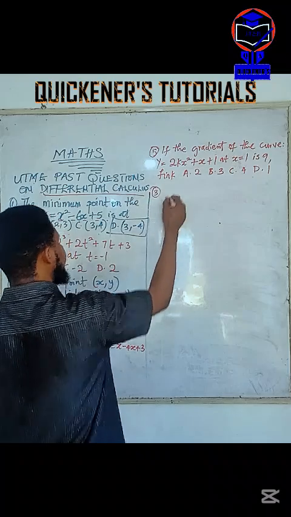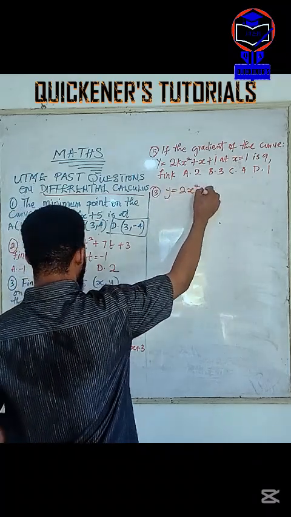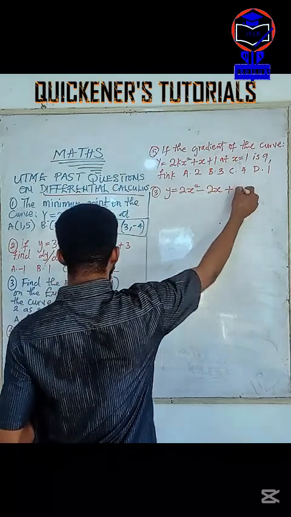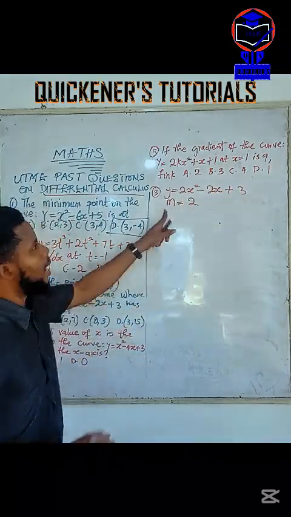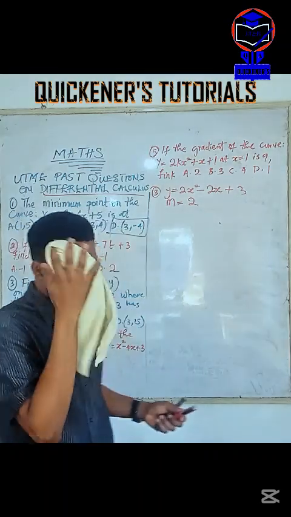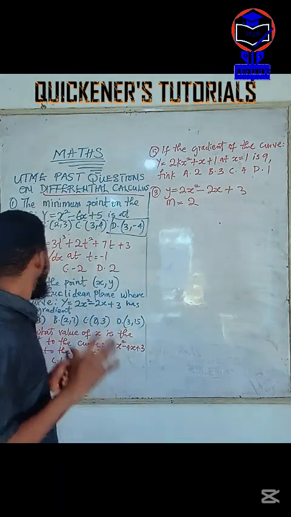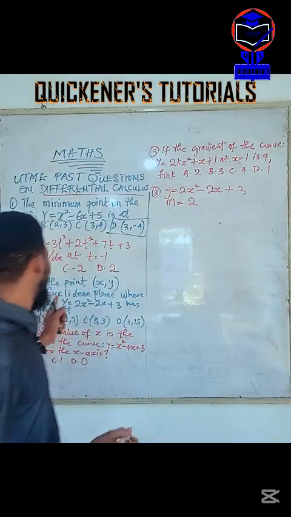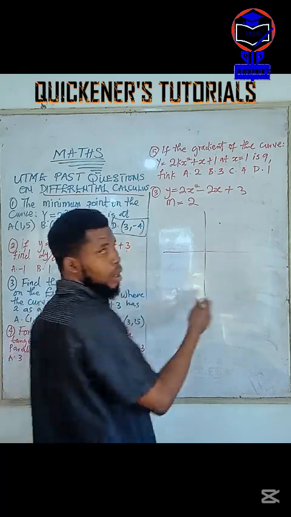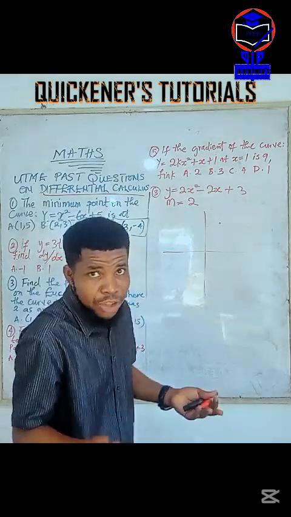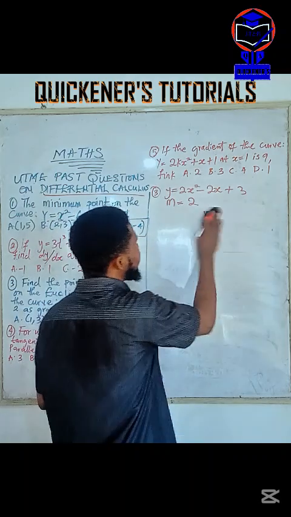This is number 3. So we have y equal to 2x squared minus 2x plus 3. So the gradient is 2. So we're looking for the point where the gradient is 2. Are you getting it now? Now, the word Euclidean plane, for those of you that don't know, Euclidean plane is your graph, your x and y axis, okay? Alright, so let's solve that.